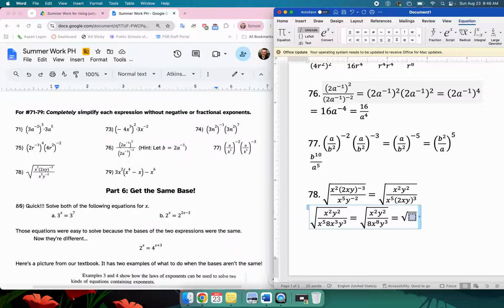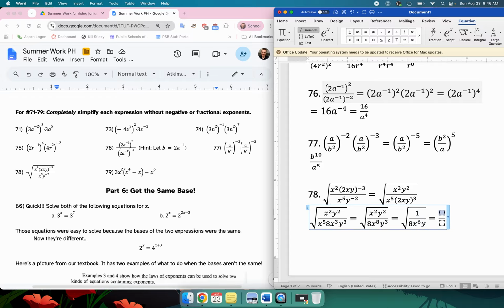Now I can do some cancellation. Let's see. X squared, x to the 8. After I do that cancellation, you're gonna have x to the 6th left in the bottom. Y squared, y to the 3rd. After cancellation, you're gonna be left with a single copy of y in the bottom. Everything got canceled from the numerator, so there's just a 1 there.